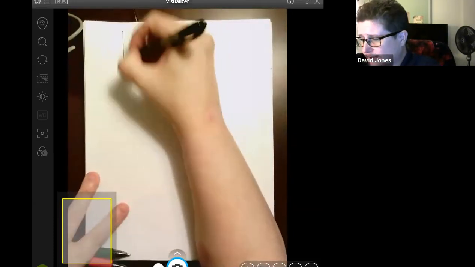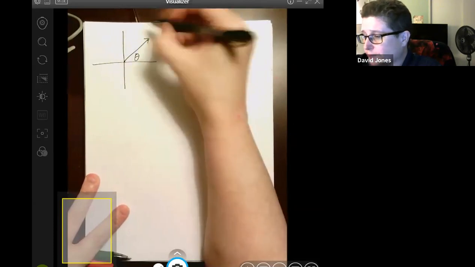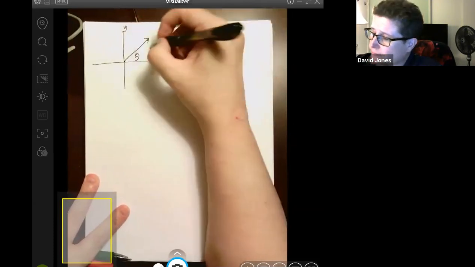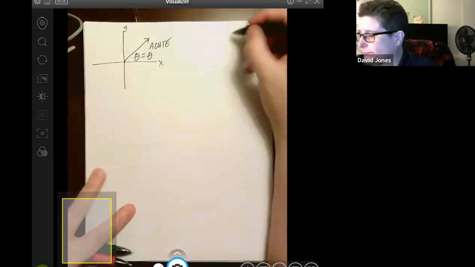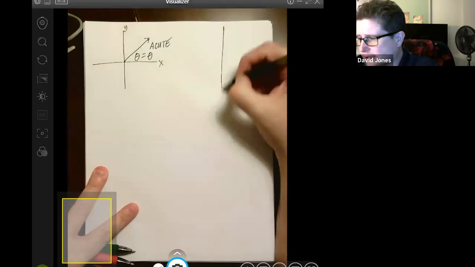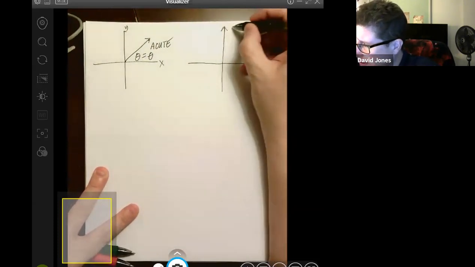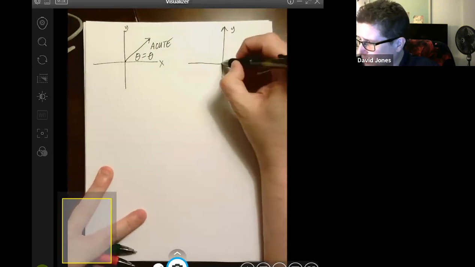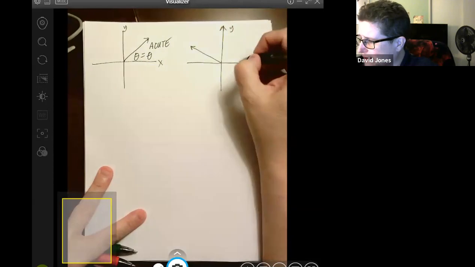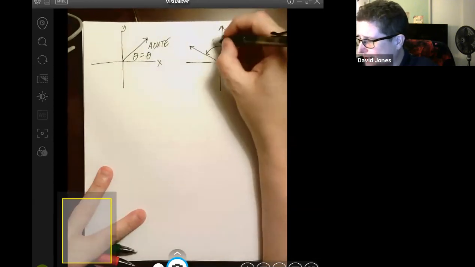So we have our first one. This was our acute one, and theta equals theta. When we're in quadrant 2, let's say we're going there. That's theta.